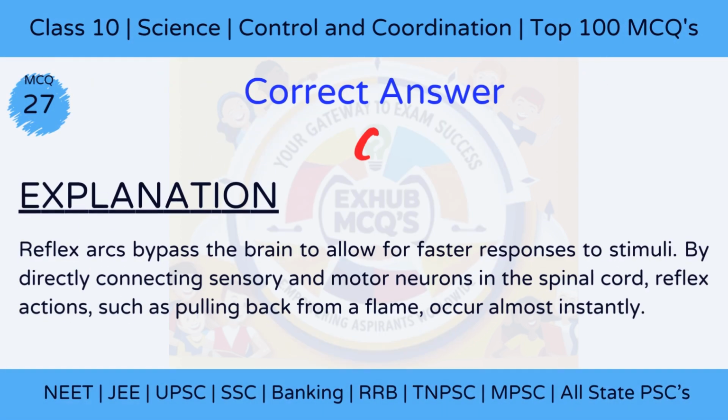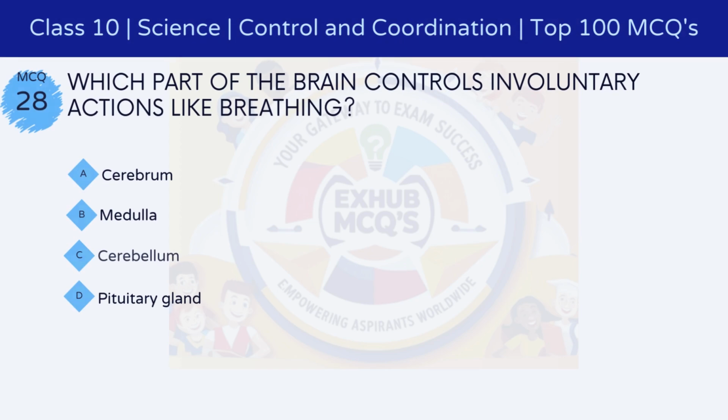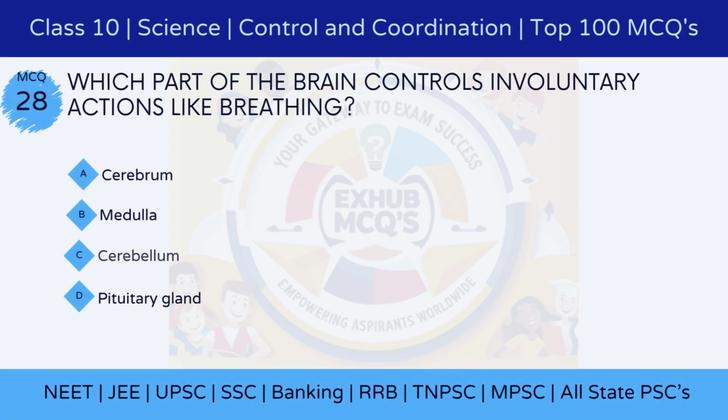The correct answer is option C, need for rapid response. Explanation: reflex arcs bypass the brain to allow for faster responses to stimuli. By directly connecting sensory and motor neurons in the spinal cord, reflex actions, such as pulling back from a flame, occur almost instantly.